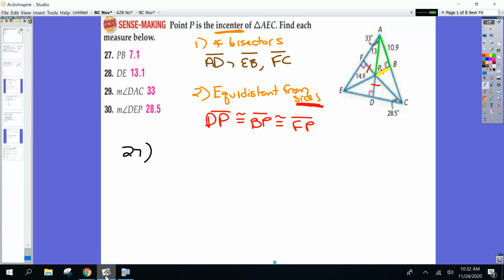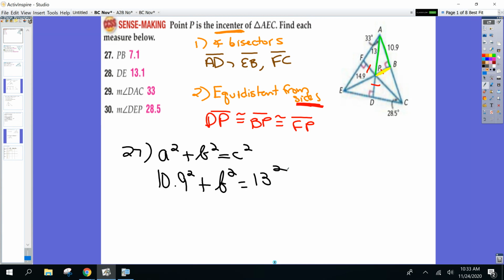We've done this a ton this year. It's a little thing we like to call the Pythagorean Theorem. That's all I needed for 27. Didn't need to know a darn thing about in-center to do 27. The rest of them, yeah, you did, but not 27. So let's see. A leg would have been 10.9. The other leg was PB. And I always know the hypotenuse is across from the right angle, which would have been 13. So that's how I did 27. Little Pythagorean Theorem.